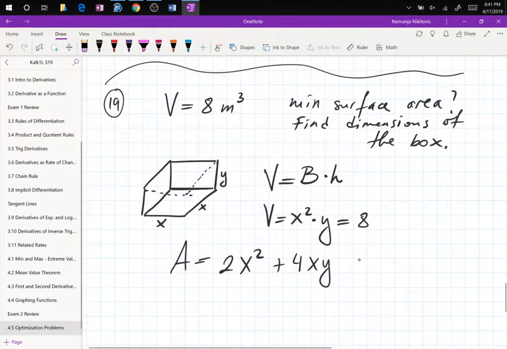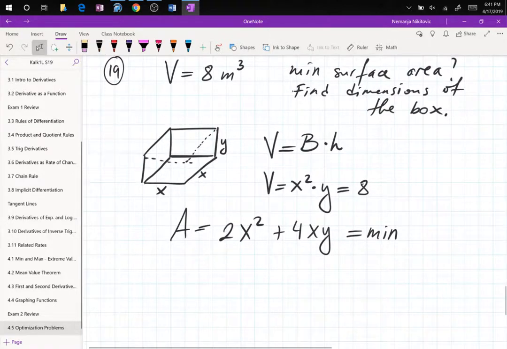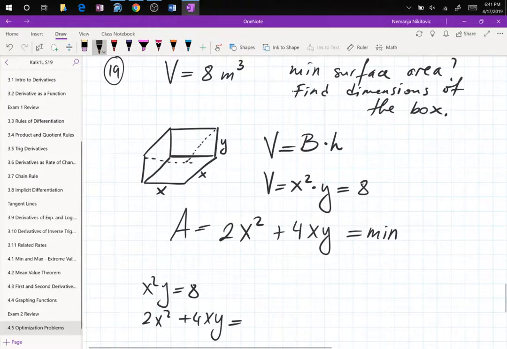So I have my area equation, and I want that to be minimum, because if I minimize the surface area, I minimize the amount of material being used, and I immediately minimize the cost of box production, right? Times the number of boxes, it's the savings across the board. So I have my 2 equations. X squared y equals 8, and 2x squared plus 4xy equals minimum.